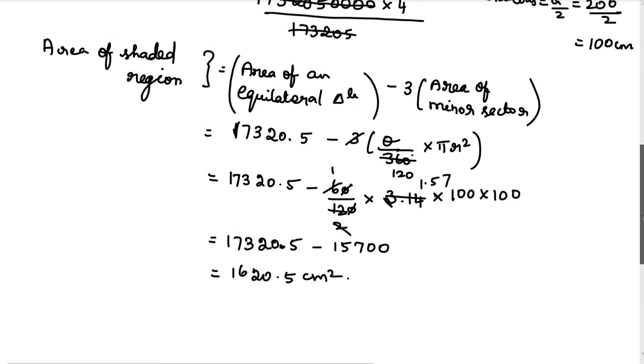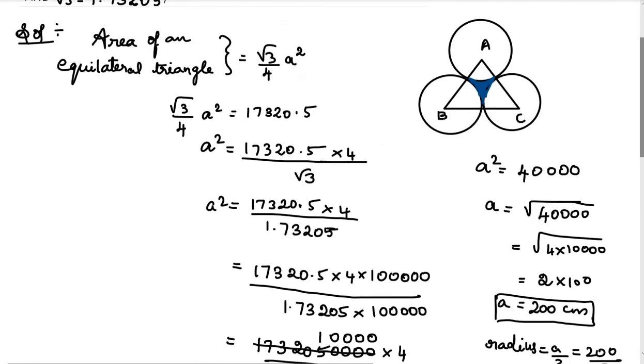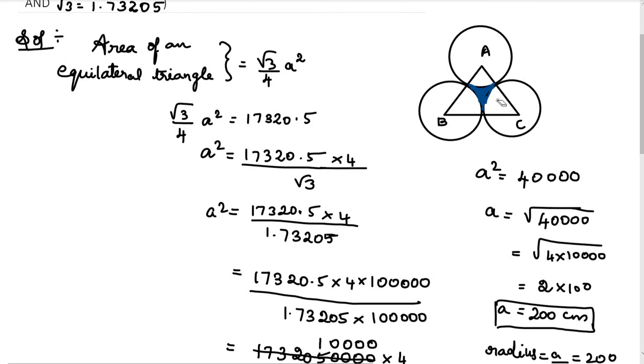See, how will you find the area of the shaded region in this equilateral triangle? The area of the shaded region is equal to the area of the equilateral triangle minus 3 into the area of minor sectors. Do you understand? Shall we move to the next sum?